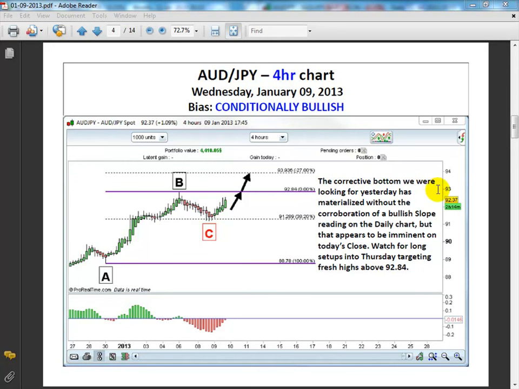Anyway, the annotation here, I'll read it for you, says the corrective bottom we were looking for yesterday has materialized without the corroboration of a bullish slope reading on the daily chart, but that appears to be imminent on today's close. And that did happen, and that did enable a long trade into Thursday. Watch for long setups into Thursday, targeting fresh highs above 92.84. Okay, so we've already addressed all of that. That's what we're looking for.